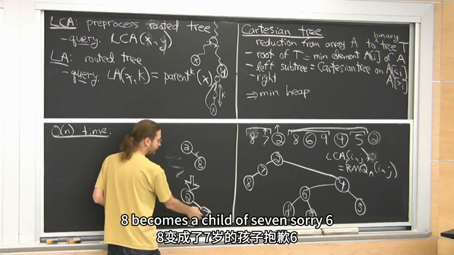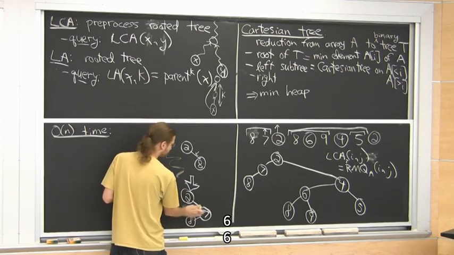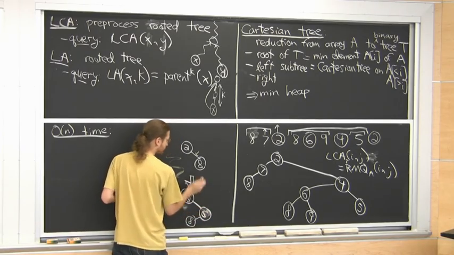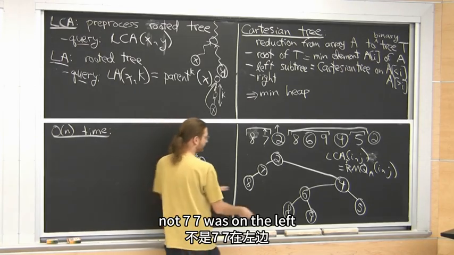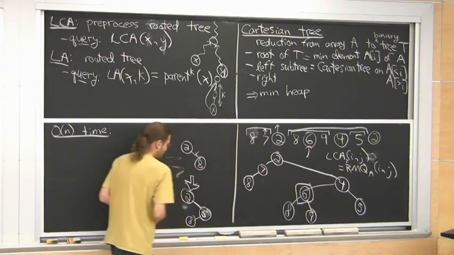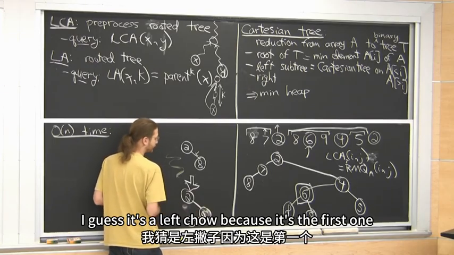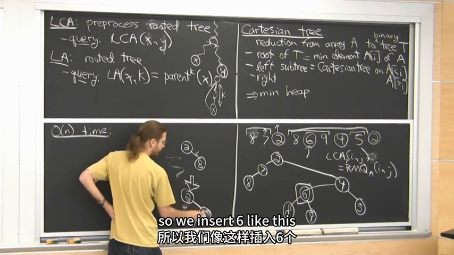8 becomes a child of 7. Sorry, 6. Thanks. Not 7. 7 was on the left. This is the guy I'm inserting next because here. So, I mean, there's no... well, I guess it's a left child because it's the first one. So we insert 6 like this.